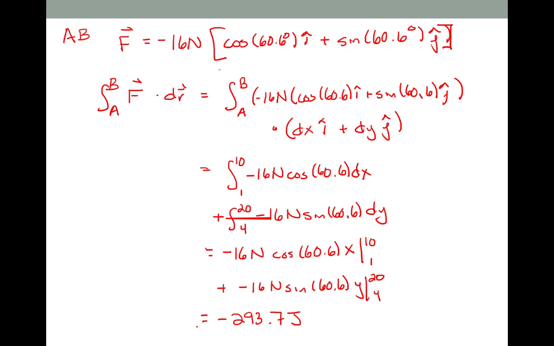So we see that while AOB and AQB gave us the same values for this integral, if I go directly from A to B, it gives me something different, which is not surprising because I am covering less distance along the hypotenuse, and therefore the force of friction is going to have less chance of doing work. That's why the integral from A to B is less than the integral when you go from A to O to B or A to Q to B.